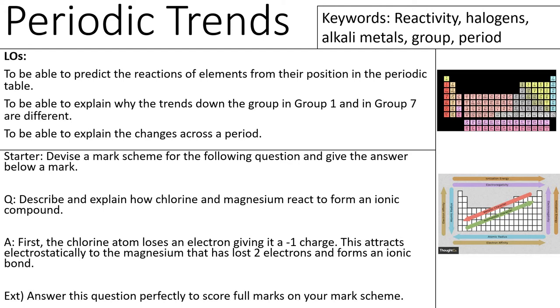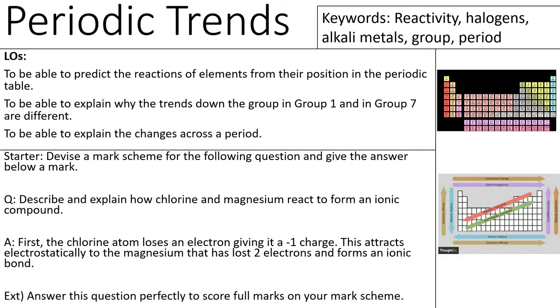So for our starter, it's something a little bit different. What I would like you to do is devise a mark scheme for the following question and give the answer that I've provided a mark using your mark scheme. So the question that I'd like us to look at is: describe and explain how chlorine and magnesium react to form an ionic compound.